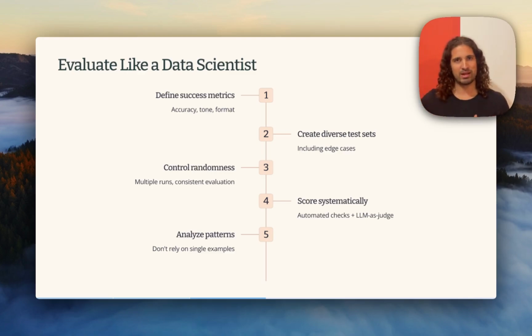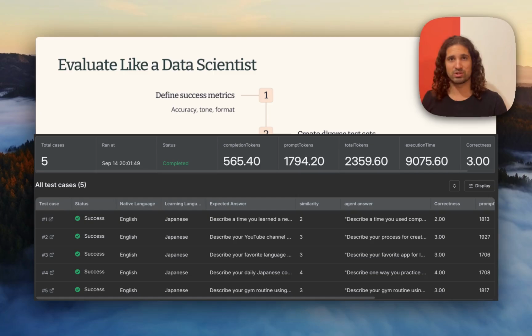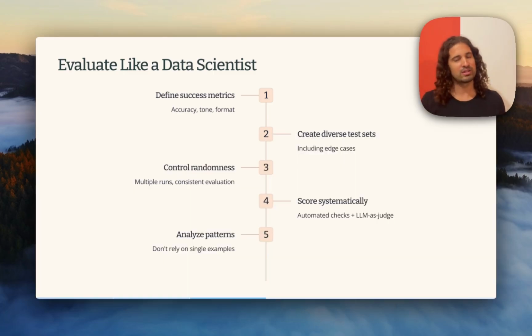Then you're going to score systematically. This is where n8n really helps as well, because it gives you systems that can allow you to score on a similarity basis. What is your input? What is your expected answer? What is your actual answer? And finally, you're going to analyze some patterns, which is what a data scientist does.